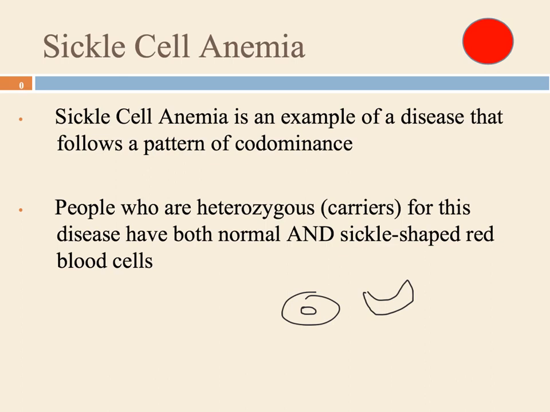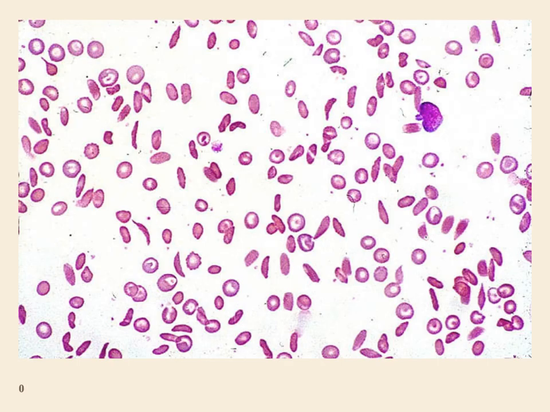So an individual that is heterozygous for this trait is going to have both normal and sickle cells in their blood smear that you would see a doctor look at. So here's an example of an individual that is heterozygous for that trait. Notice that they have normal red blood cells that you see here, and then you have the ones that are misshapen here. All right, so this individual is heterozygous, and this is an example of codominance, where you're going to see both traits expressed at the same time.